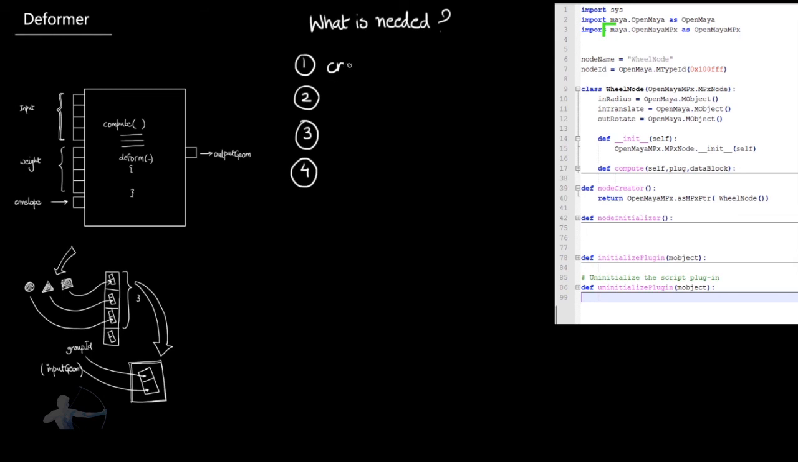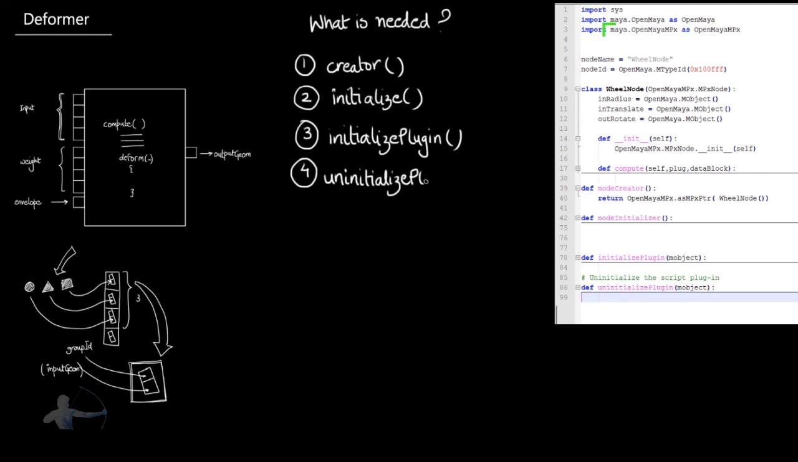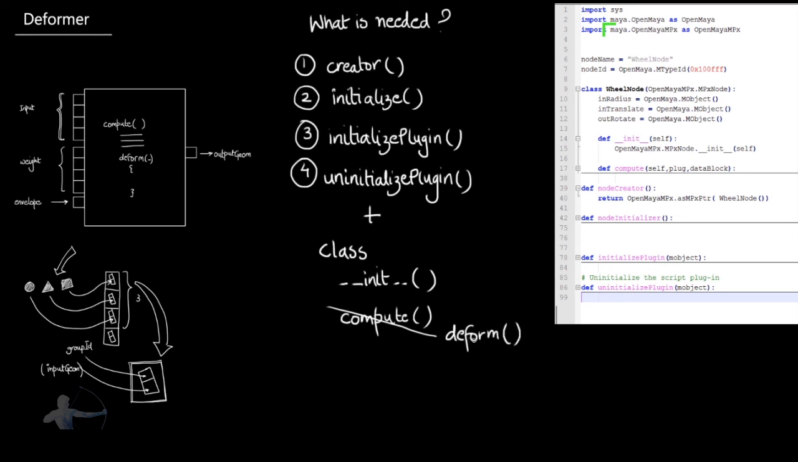So the first thing we would need is a creator function. We would need an initialize function. Then we would need initializePlugin and uninitializePlugin to register and deregister the plugin. Plus, we also need a class which would contain a constructor, and in the DG node we wrote a compute function, which here would be replaced by a deform function, because the deformer node itself comes with a compute function which further calls the deform function. So this is the basic structure of writing a deformer node. So now let's go to Maya and start writing some code and understanding this workflow better.